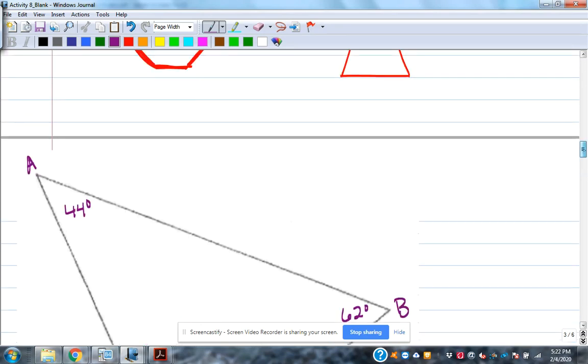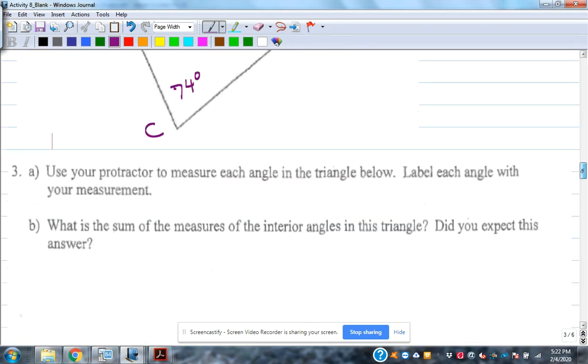I don't know if that was by design or just foreknowledge. We did 44, 62, and 74. It's 180. And then, did you expect this to answer? Why, yes, indeed I did. I'm smart. I knew that happened.